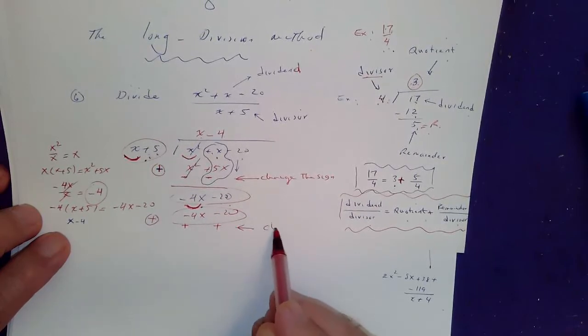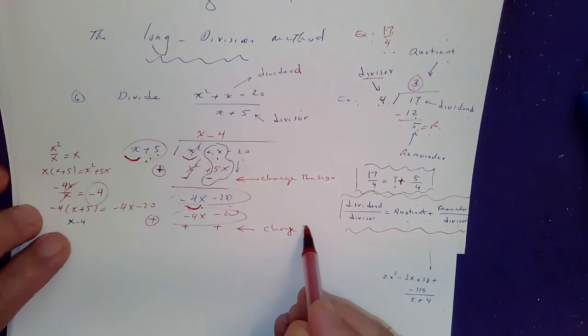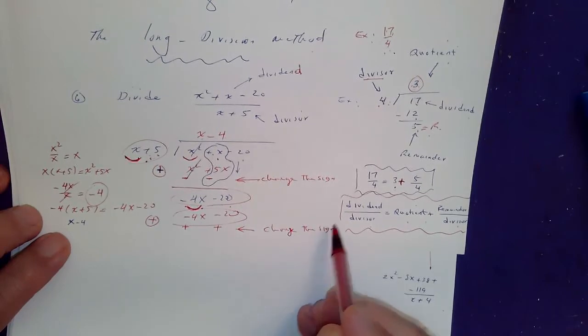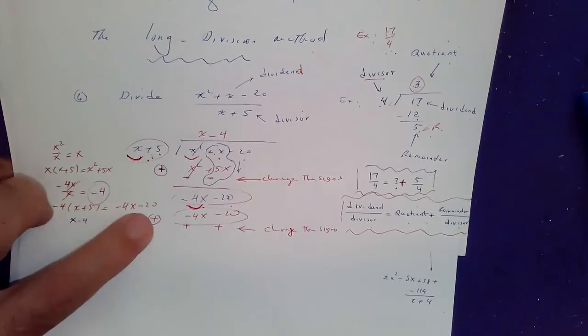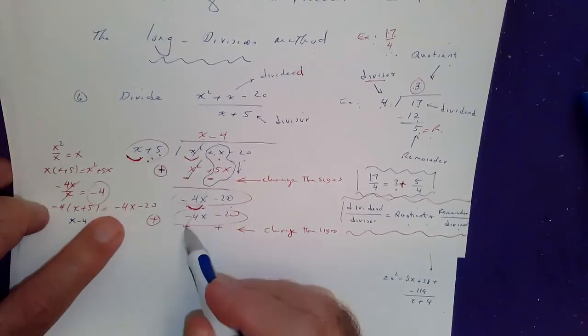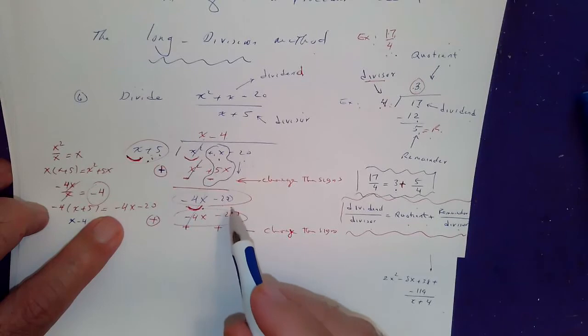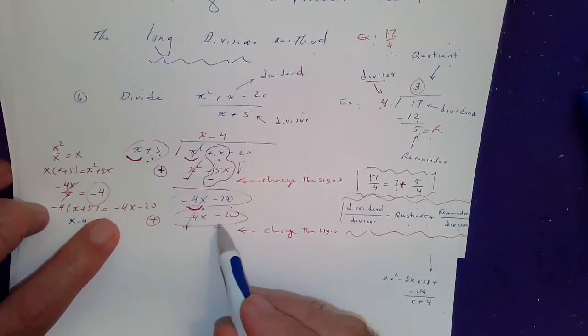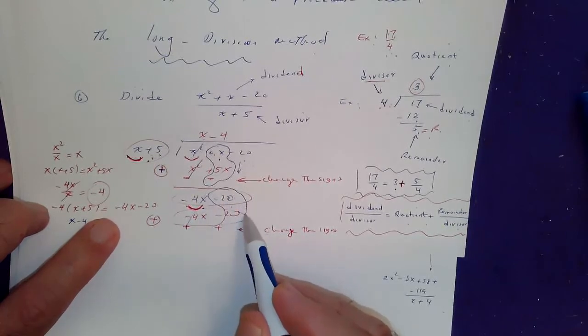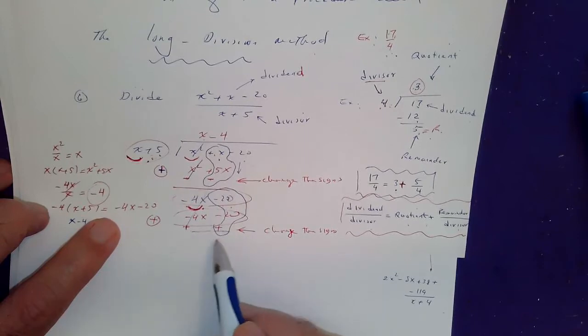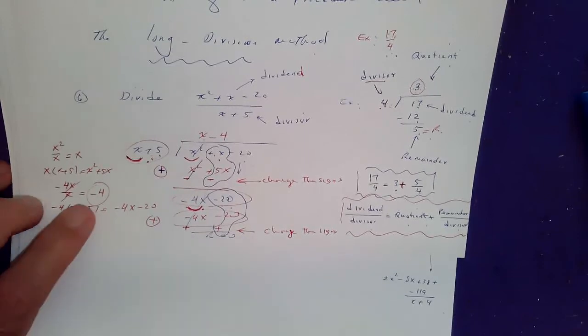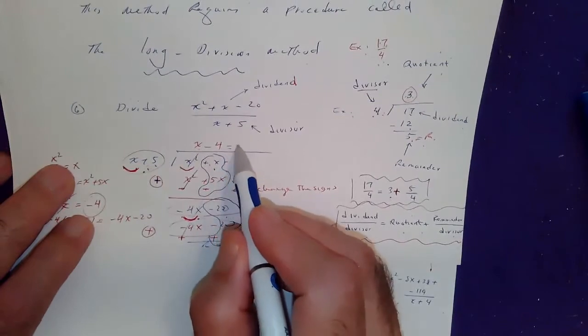So don't forget to change the signs if you decide to add as opposed to subtract. These guys always cancel. In this particular problem, these guys cancel as well because negative 20 plus 20 is 0. So the remainder is 0. So this is our quotient.